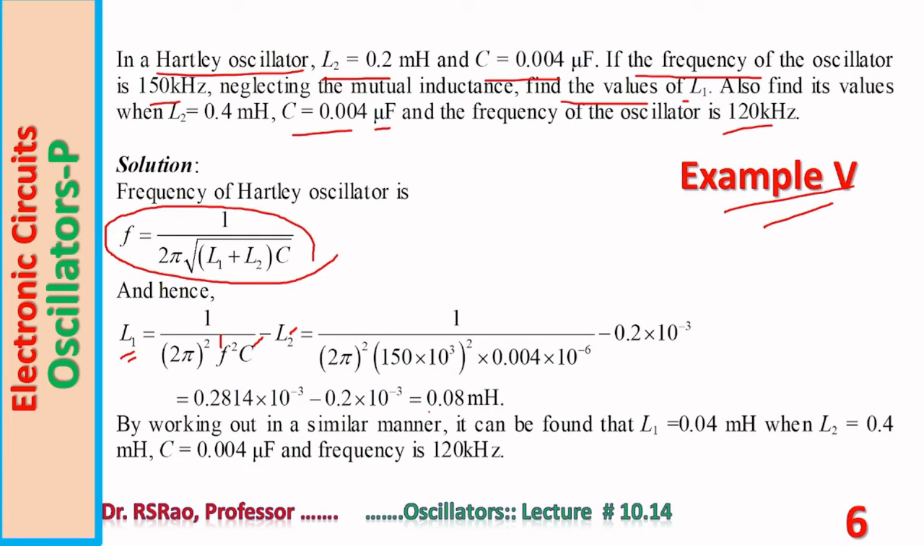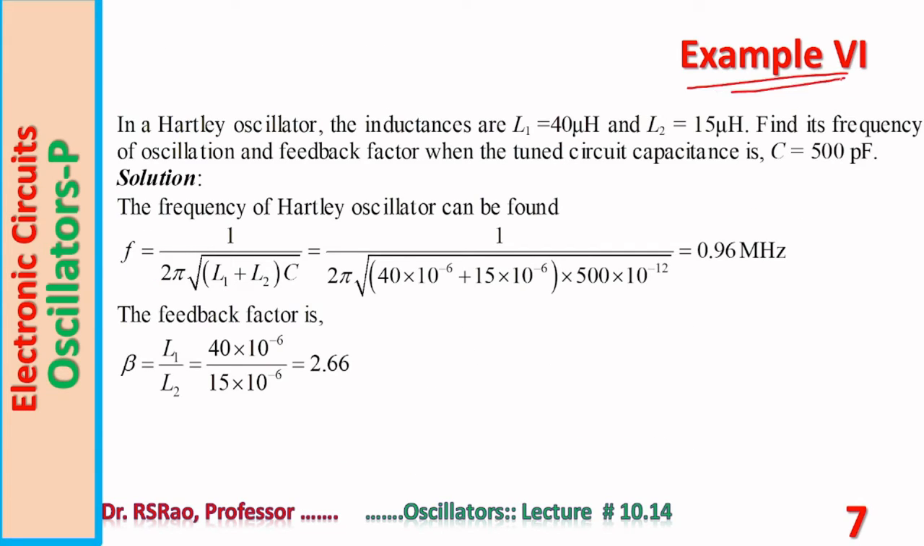In the present case, it turns out to be 0.08 millihenries. By working out in a similar manner, L1 can be found as 0.04 millihenry when L2 is 0.4 millihenry, C is 0.004 microfarads and frequency is 120 kilohertz.